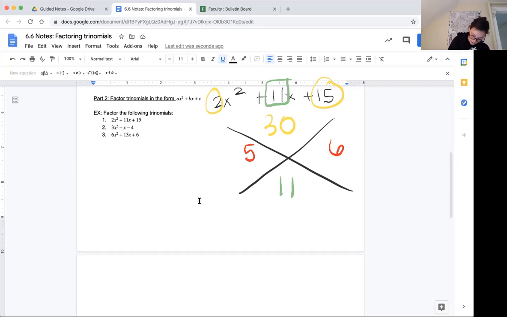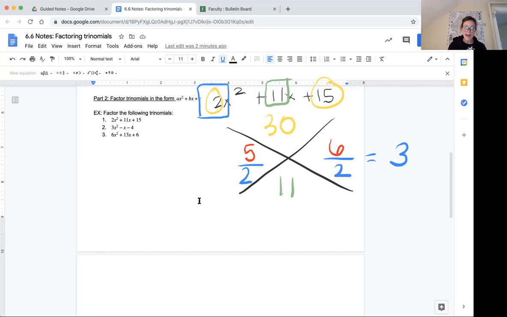But here's the weird step of these types of problems. You're not done here. You need to remember to divide each of your numbers by this a term right here. So I'm going to have 5 divided by 2 and 6 divided by 2. Okay? 6 divided by 2 is equal to 3. So that part simplifies. 5 over 2 doesn't simplify to anything.